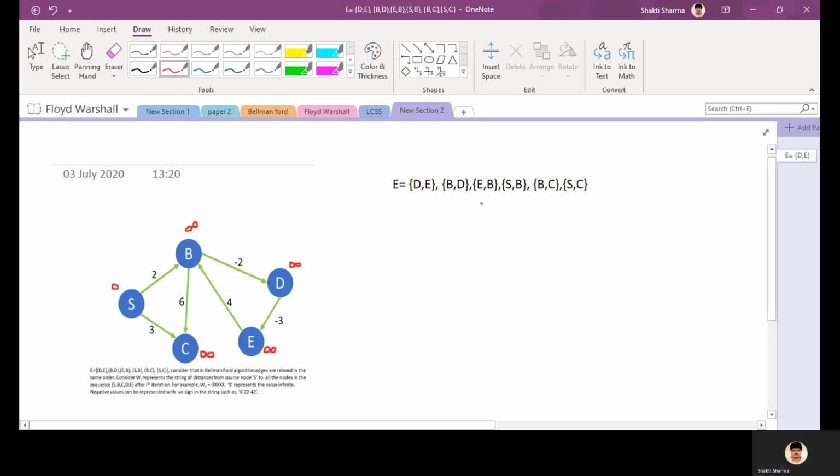After this explanation, let's see how to solve this problem. We need to relax these edges in the given order. Now, if I want to relax an edge, what is the meaning of relaxing an edge?